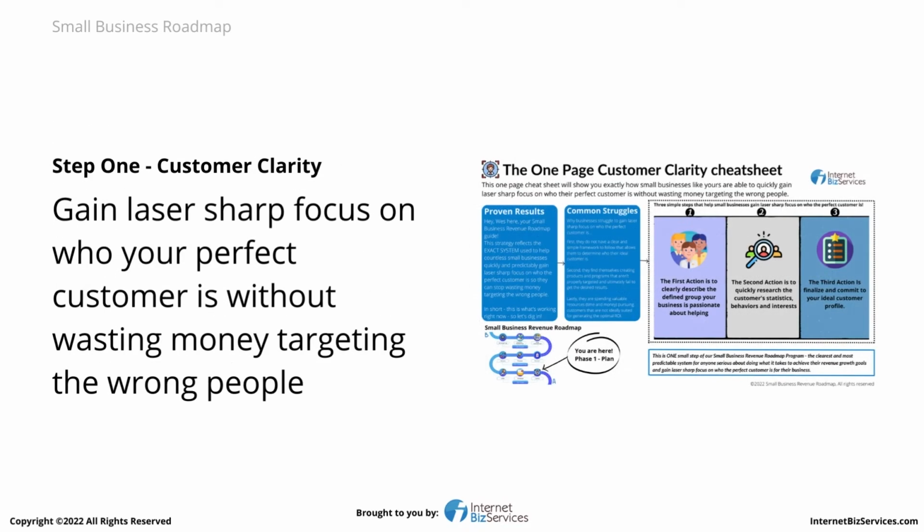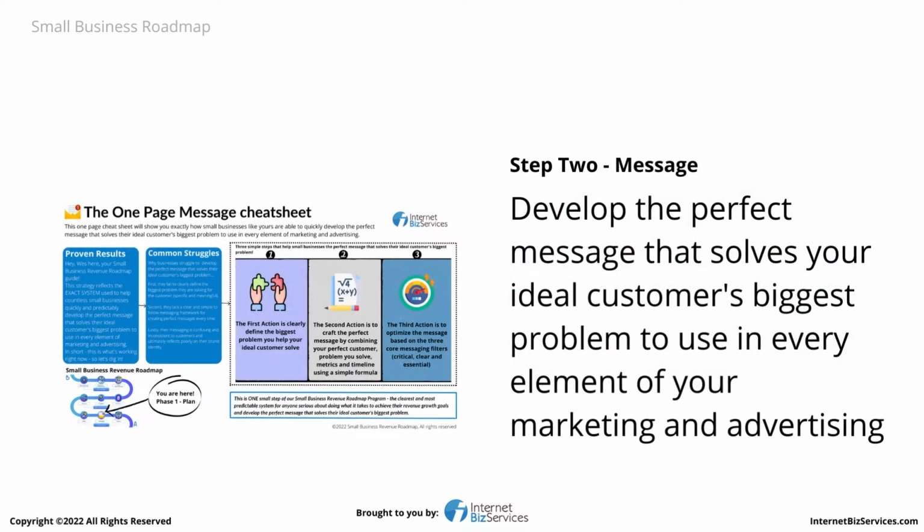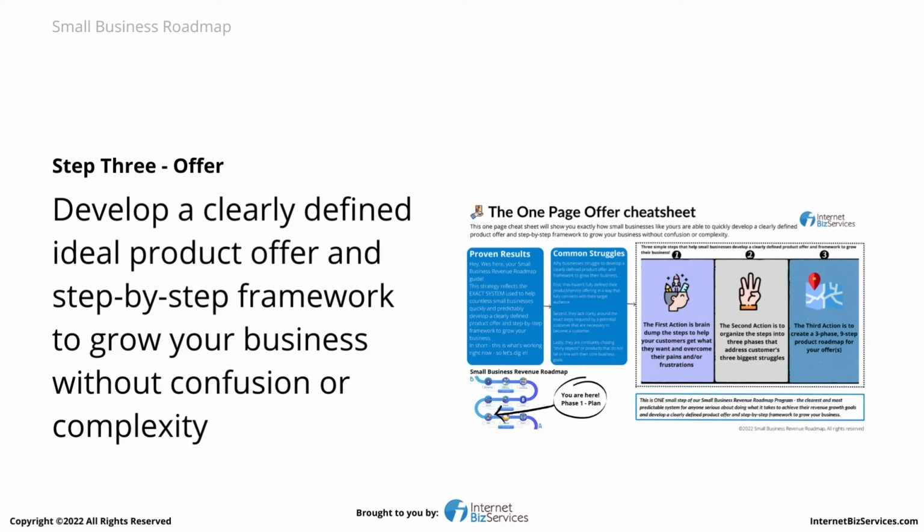The first step is customer clarity, where you gain laser sharp focus on who your perfect customer is so you don't have to waste money targeting the wrong people. The second step is to develop a perfect message that solves your ideal customer's biggest problem to use in every element of your marketing and your advertising. The third and final step of the plan is to develop a clearly defined ideal product offer and a step-by-step framework to grow your business without confusion or complexity.